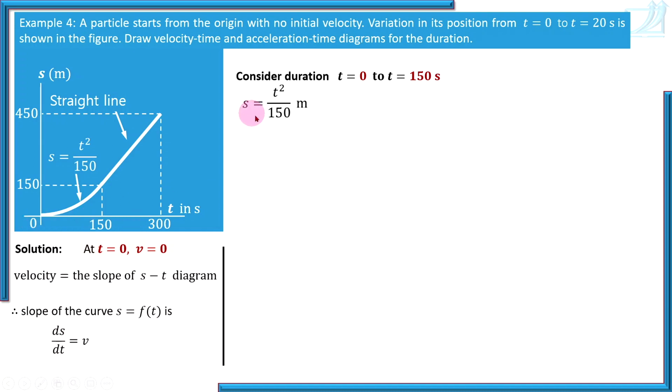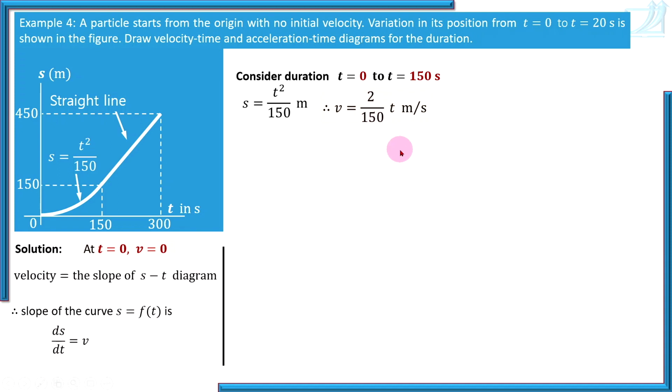So consider the duration 0 to 150 seconds. The St diagram is S equal to t squared by 150. Differentiate it, and you get velocity as 2t divided by 150. It is in the form of a straight line, y equal to mx, and the slope is 2 by 150. So the Vt diagram is a straight inclined line with this slope, 2 by 150.